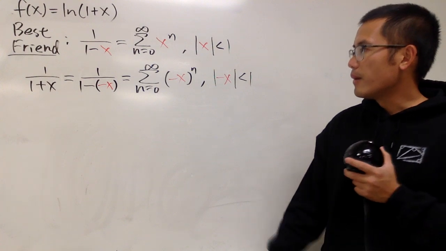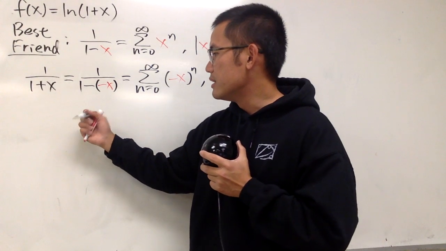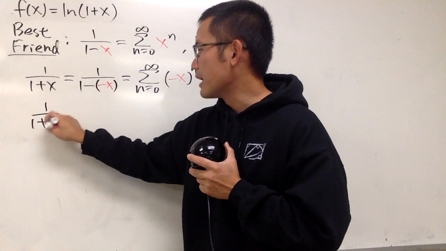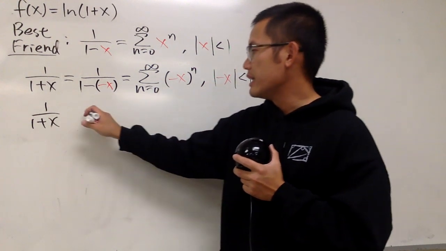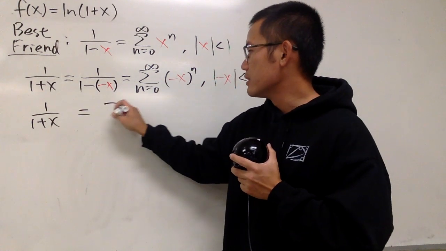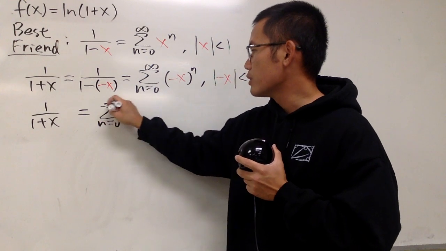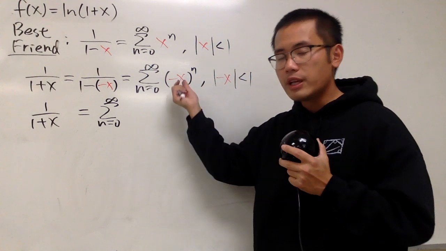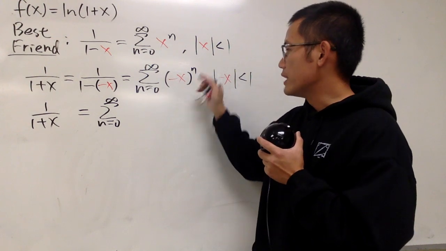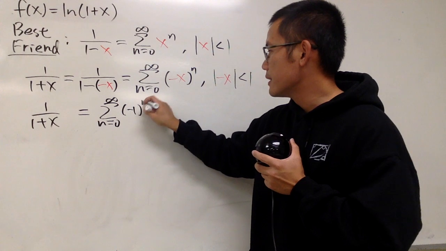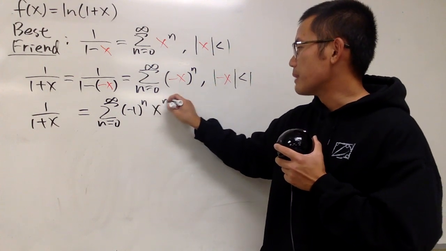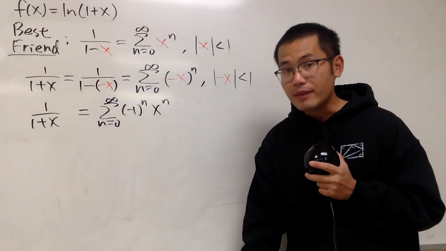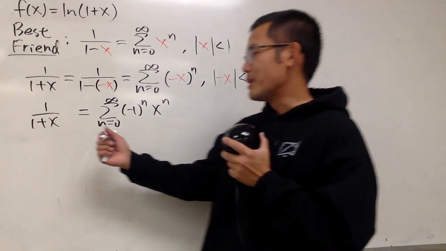All right, now, perhaps I'll write this down again. This is 1 over 1 plus x. And then on the right-hand side, let me just put this down. We have the series as n goes from 0 to infinity. This is like saying negative 1 times x. So we can look at this as negative 1 to the nth power, like this. And then we have x to the nth power, like so. Then what do we do? Well, it's about time for us to integrate.